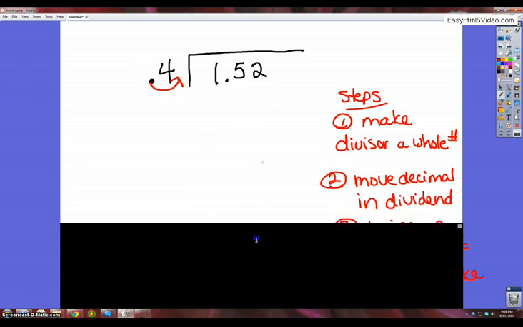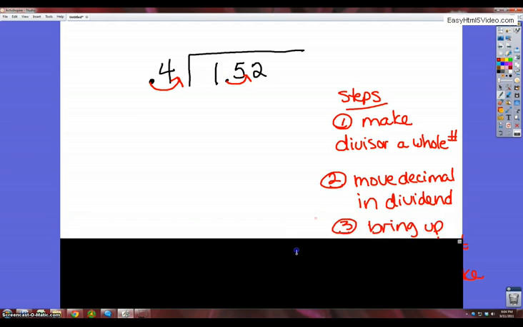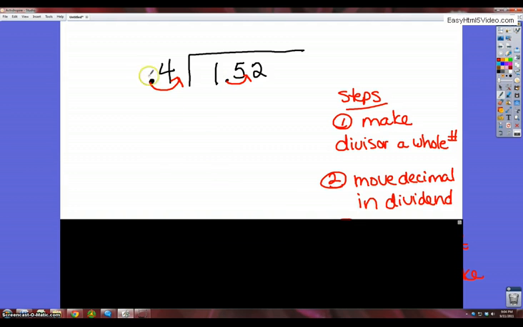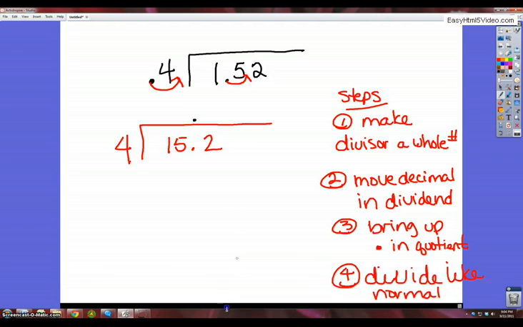The second step would be to move that same amount of spaces in the dividend. So since we moved the divisor one space, we're going to move the decimal in the dividend one space. Next thing you're going to want to do is rewrite the problem. So this whole number now is 4, and our dividend is actually 15 and 2/10. Now we're going to do what we did in the other video. Bring up the decimal point in the quotient, exactly right where it is, and now just divide like normal.